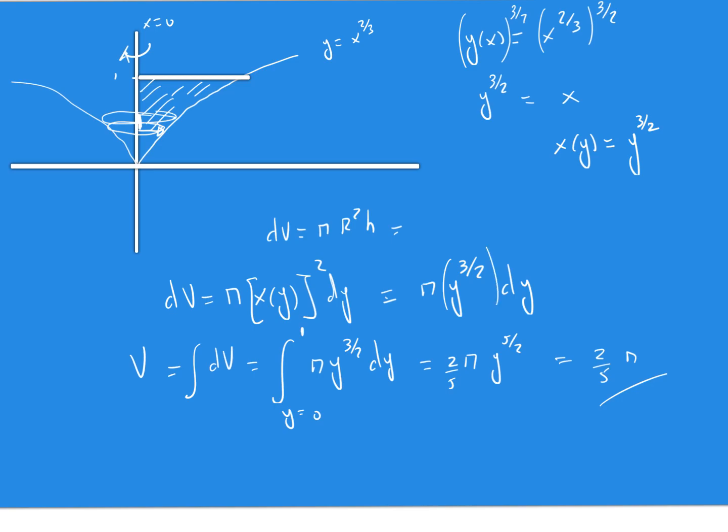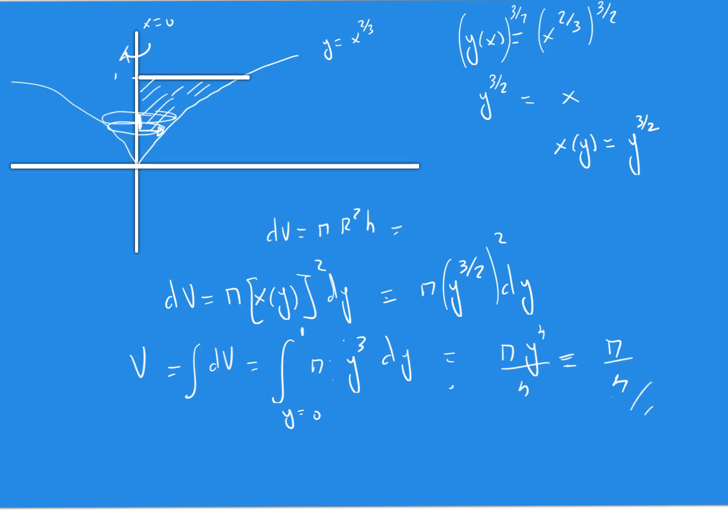X of y is squared, so now the integral will be, and this result is wrong. I'm sorry, this result is wrong. It will be pi times y cubed dy, or pi y^4 divided by 4, or pi divided by 4, if you evaluate between 0 and 1. And this now is the correct result.